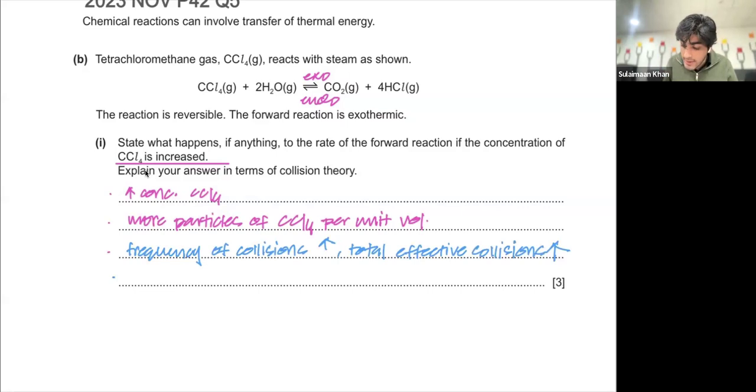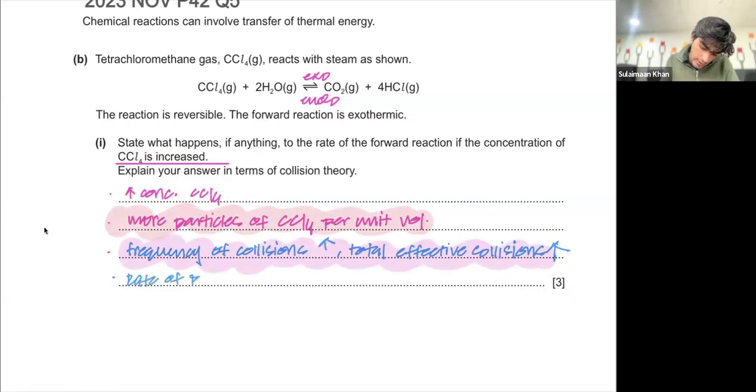Why is this a 3-mark question? 1 mark for this, 1 mark for this right here. And what's the 3rd mark for? The 3rd mark is state what happens. You have to also tell the examiner what happens to the rate of reaction. So what happens when you increase the concentration? State what happens. Come on, what happens? So rate of reaction should increase, yes.